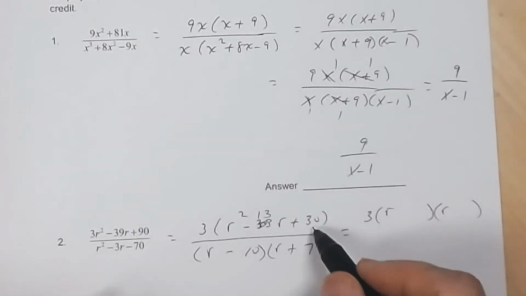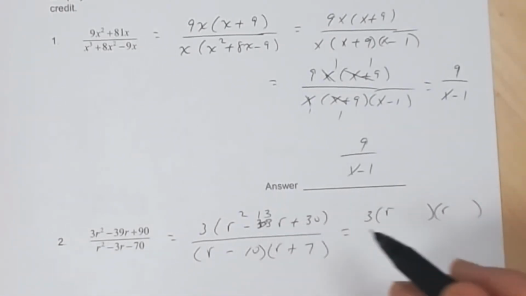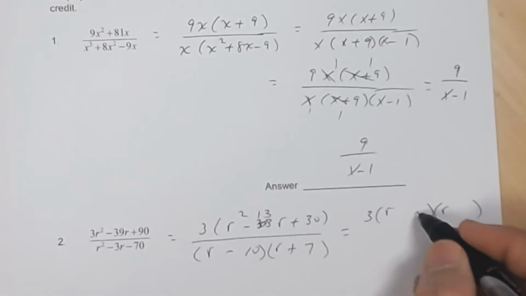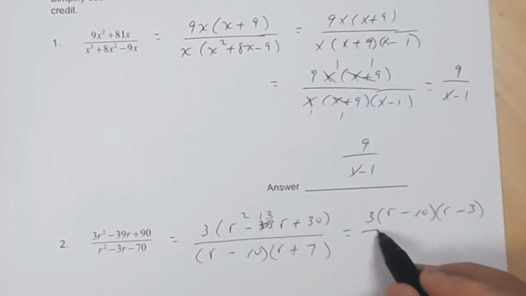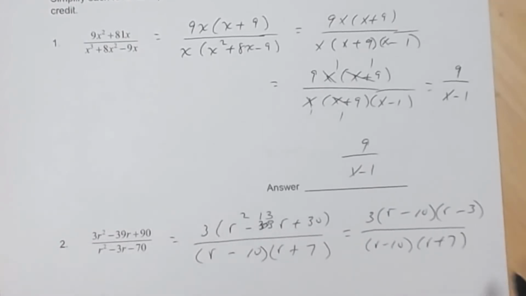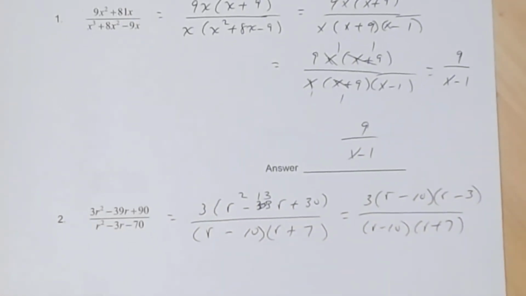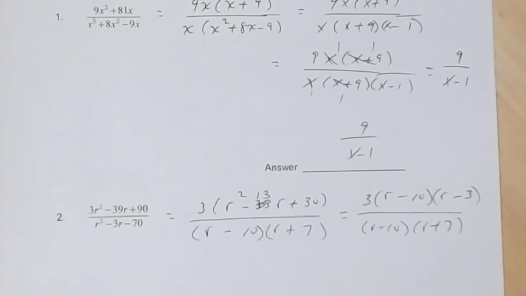r, 30, and I need the middle to be negative 13r. So that's going to be 10, 3, and both negative. All right. And so the denominator is r minus 10 times r plus 7. All right, and so let's reduce. So the first step is to factor. So I factored, now I reduce.